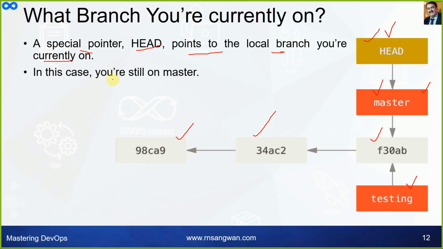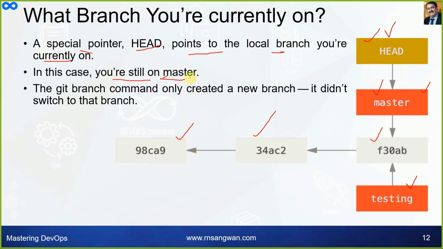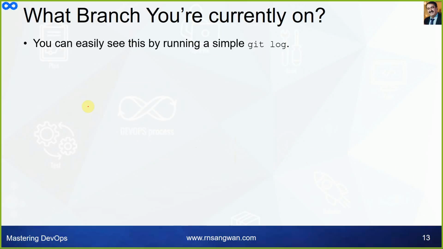So you are still on the master branch, remember. The git branch command only creates a new branch. It does not switch to that branch. You are still working in the same branch, the master branch. So what branch are you currently in? How can we check that? You can easily check it with the git log command.